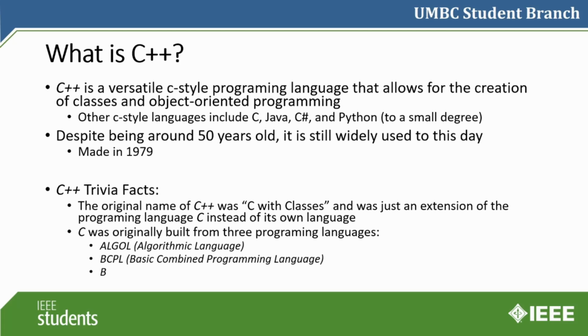For some fun trivia, the original name of this language was just C with classes, and it actually wasn't a programming language of its own. It was just an addition to the C language that instead became its own language. The C language itself was actually built off of 3 different languages: Algol, BCPL, and B.